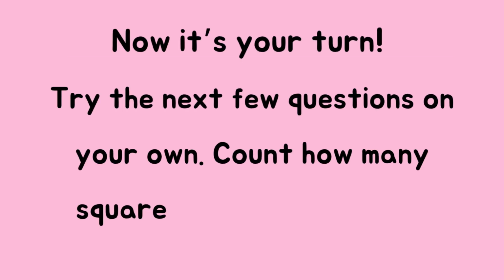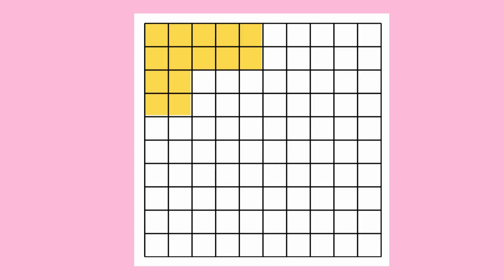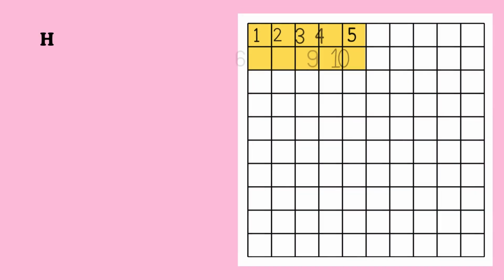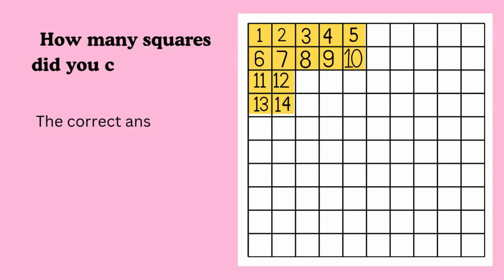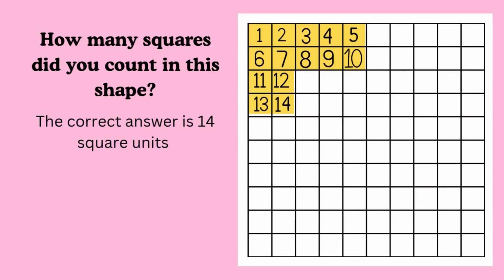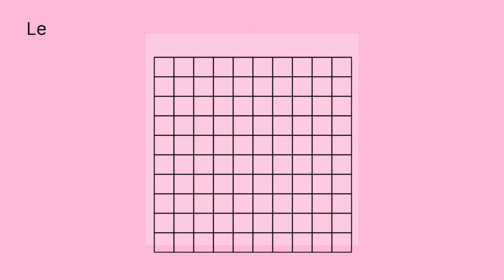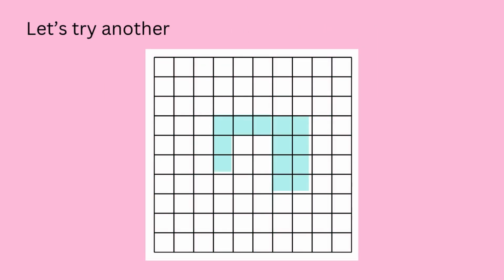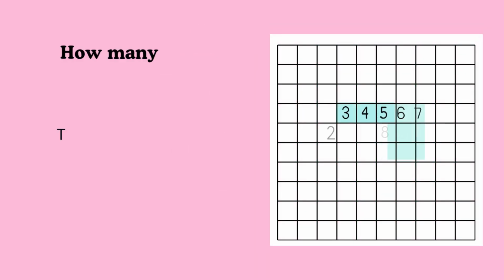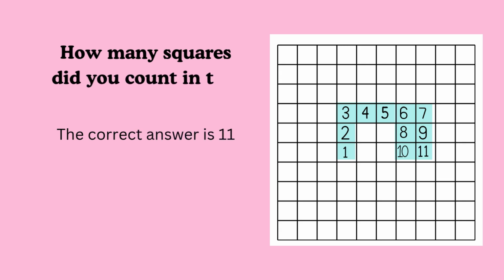Now, it's your turn. Try the next few questions on your own and count how many squares cover each shape. How many squares did you count in this shape? The correct answer should be 14 square units. Let's try another one. How many squares did you count in this shape? The correct answer should be 11 square units.